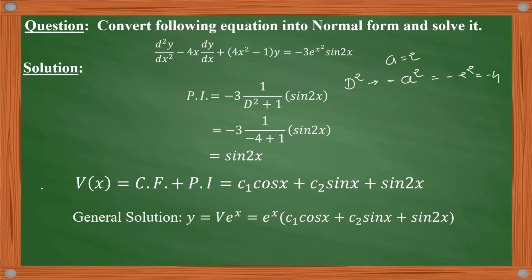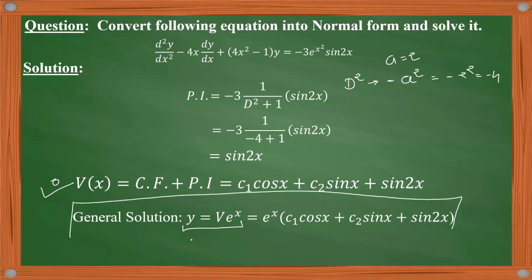But this solution is not the solution of our given equation. It is the solution of its normal form. And the general solution of the given equation, that we have seen in our theory, is y is equal to v into e power of x squared. So that is equal to e power of x squared into this value of v. So this is our general solution of the given equation.